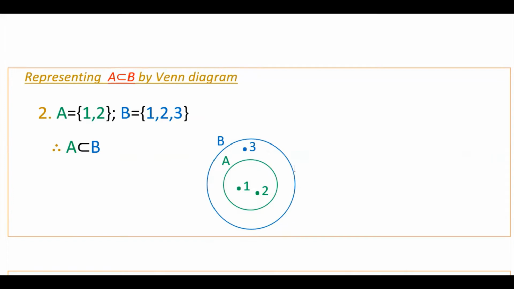So you have to first draw this circle B. This is set B, and it includes the set A also. So you have to draw one more circle inside B, and write the elements 1, 2 with dots. These are elements of A as well as elements of B, and there is one more element 3 that is in set B. So you have to write that element outside the A set, inside the B circle. This is the representation of A subset of B by a Venn diagram.